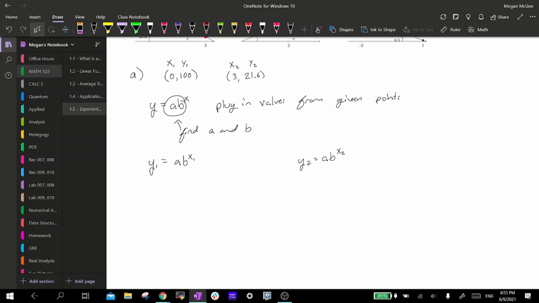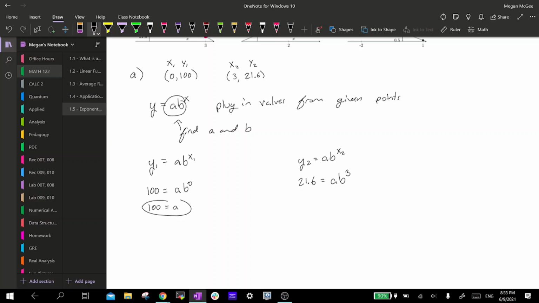Now I'm going to plug in these points. For y1, I have 100 equals a times b to the x1, which is 0. Anything to the 0 power is 1, so I just end up getting that a is equal to 100. That was pretty simple. And for y2, I have 21.6 is equal to a times b raised to the x2, so that's the 3rd power.